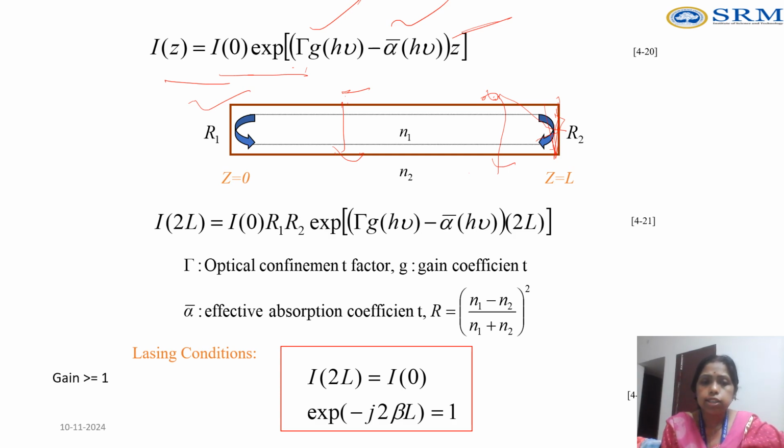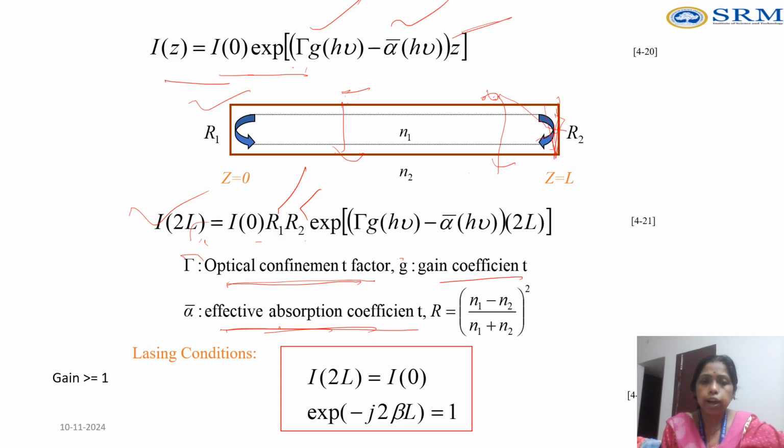Now here we have multiplied the term with R1 and R2. Others are the same; only z we have replaced with 2L, along with the optical confinement factor and the gain coefficient. Therefore, if you multiply tau and g, we get the total amplification factor, and alpha is the effective absorption coefficient or the attenuation factor. So this is the intensity after the photon travels the 2L distance.